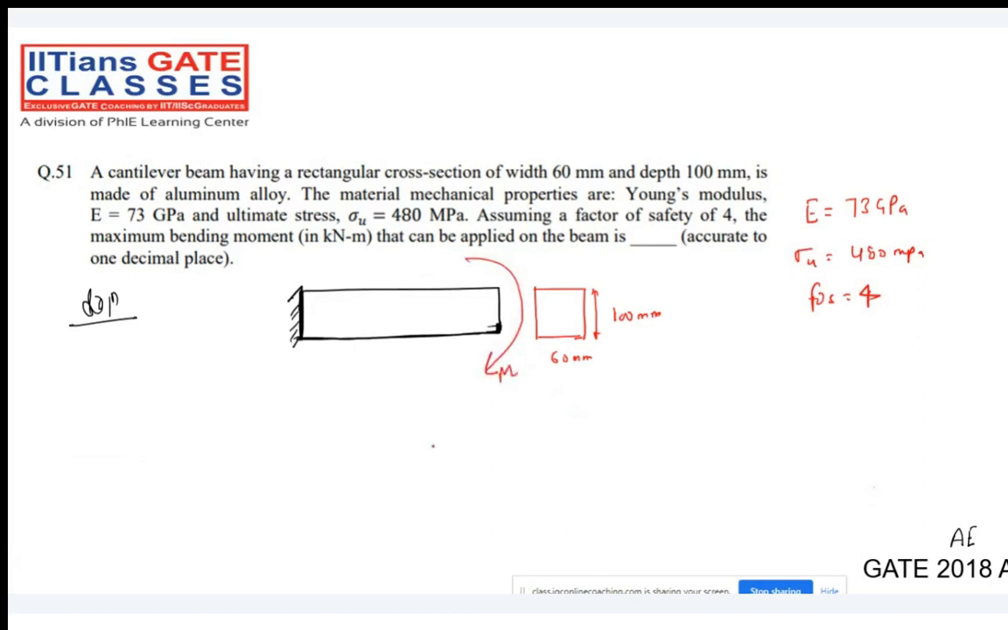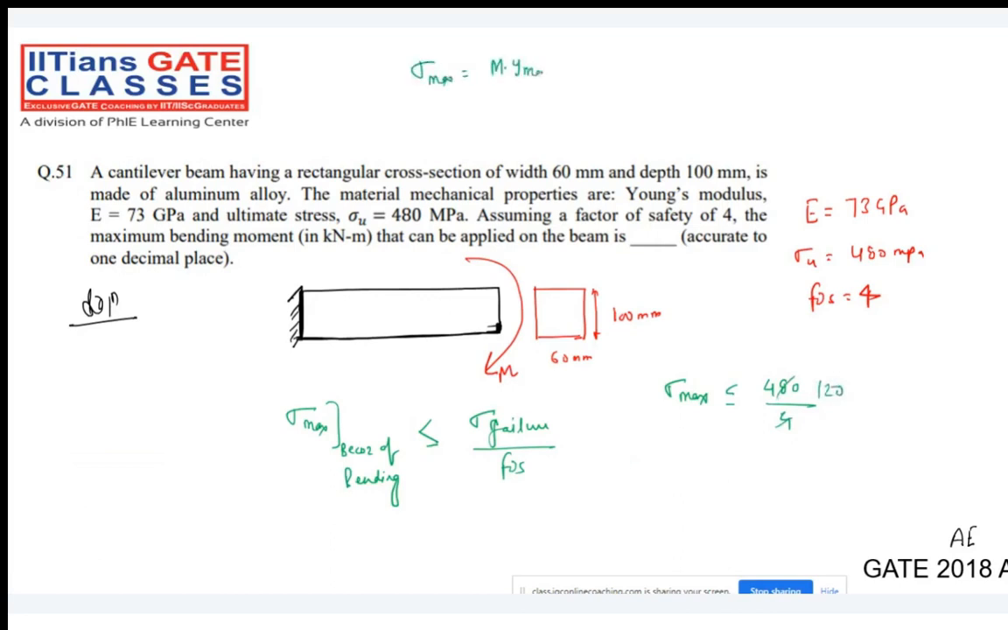So here, once again, we have to use the bending stress formula. Sigma maximum because of the bending should be less than or equal to sigma failure stress. But whatever the failure stress is, we have to divide by the factor of safety, because they have given the factor of safety in the question. So sigma maximum must be less than or equal to 480 divided by 4. So sigma maximum is equal to M into Y maximum by I, and here it will be M maximum.